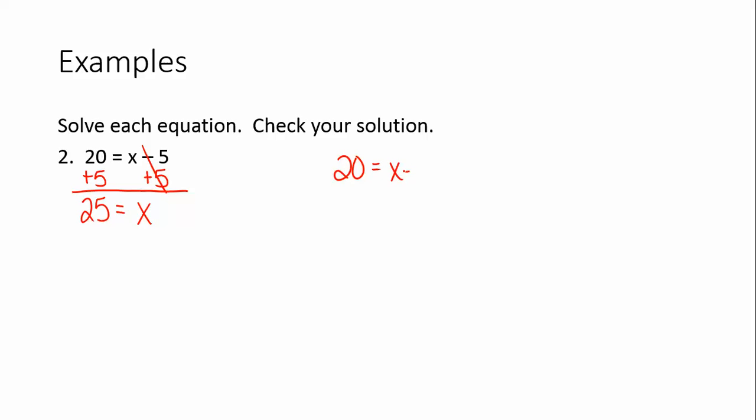So I'm going to rewrite the equation. Now I'm going to substitute in my answer for x. We need to check that the left-hand side, 20, equals the right-hand side. Well, what is 25 minus 5? It's 20. So we know our solution is correct.